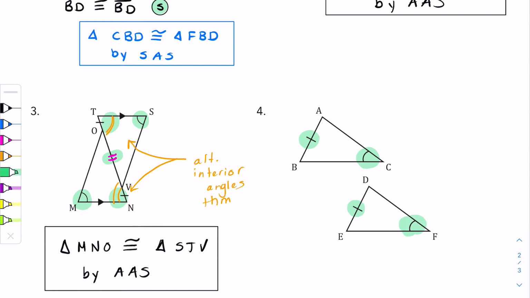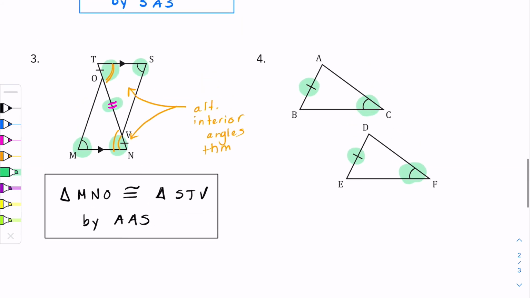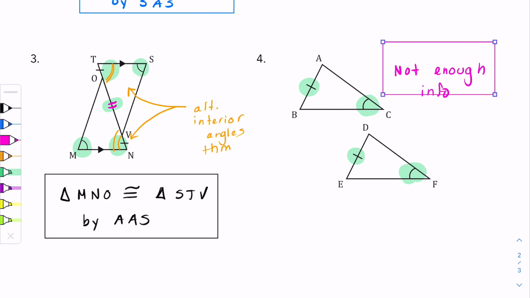These triangles are not touching, so they do not share a common side. They do not share a common angle. We don't have vertical angles. We have no other info on these two triangles, and we only have 2 parts of information. We only have one angle and a side. That's only 2 parts or 2 pieces of info. So we do not have enough info to solve this. And that would be your answer.